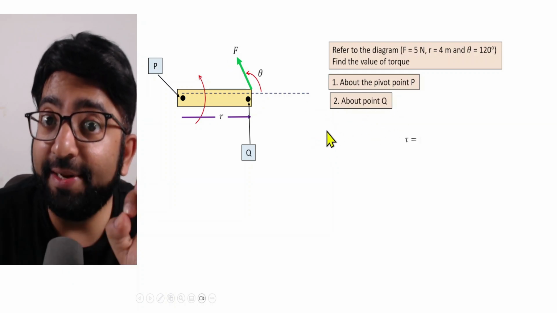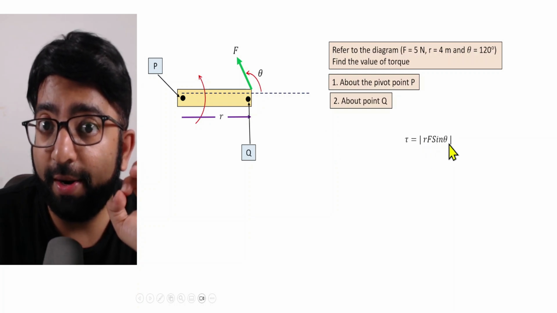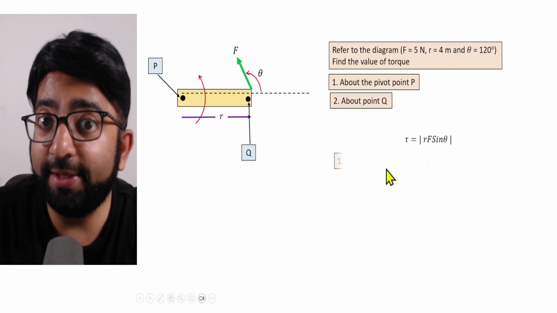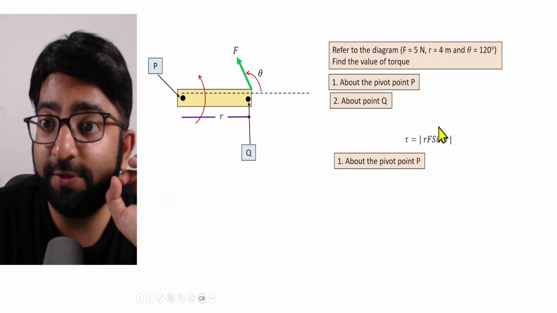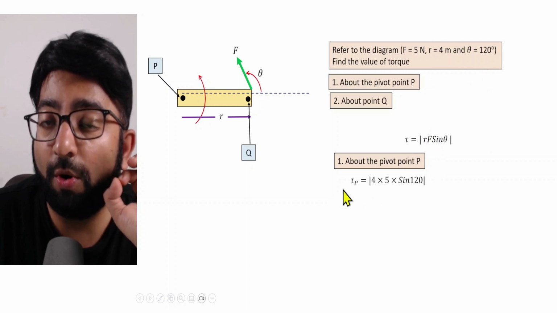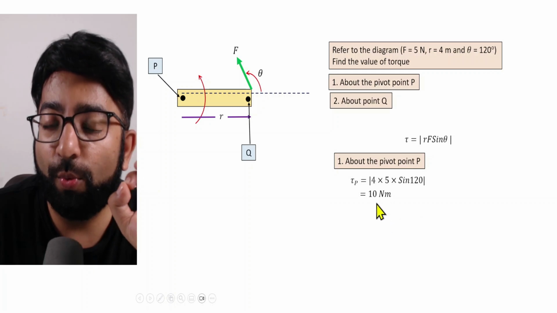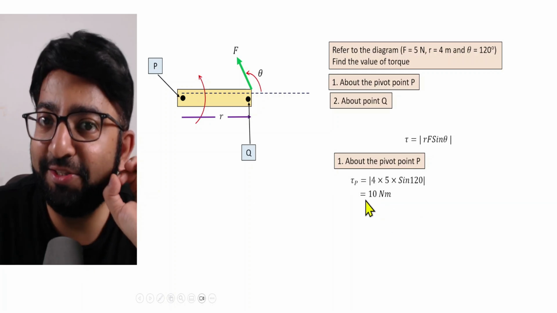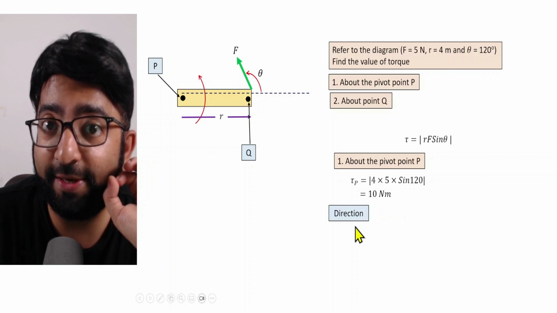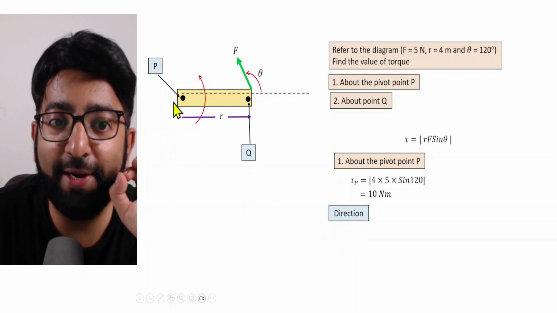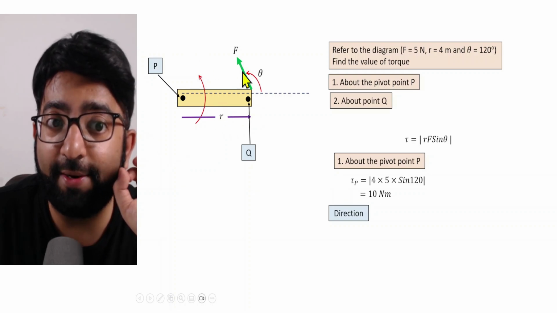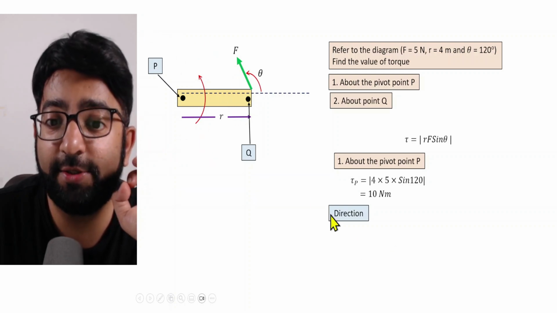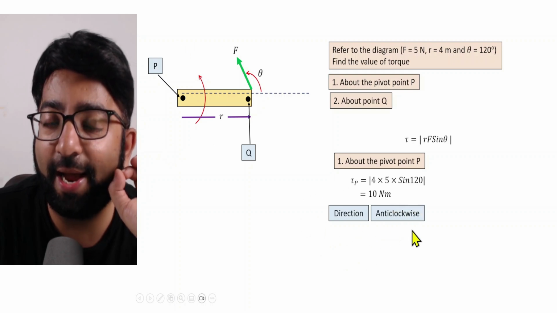So here we go. The magnitude of torque will be given by this formula, R F sine theta, under the mod sign. So let's use the formula about the pivot point P. The value of R is 4, F is 5, and the angle is 120. If we put all the parameters in, the value of the torque will come out as 10 Newton meters. This is just the magnitude. We still have to find the direction of this torque. So how do we do that? All we need to do is just observe how this rectangular object is going to rotate. The force is acting on the right hand side. This force is going to rotate this rod in an anti-clockwise fashion. So we can say the direction of this torque is anti-clockwise.